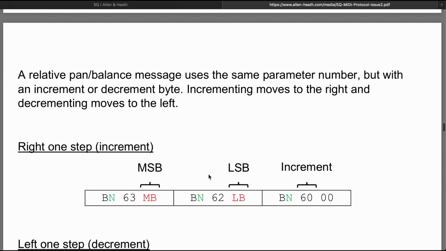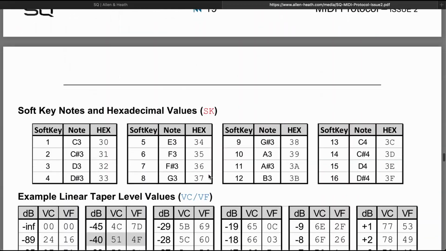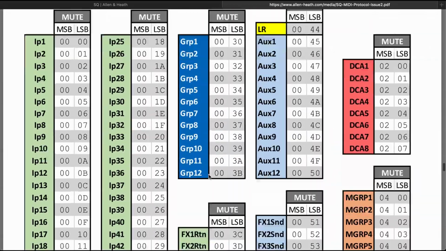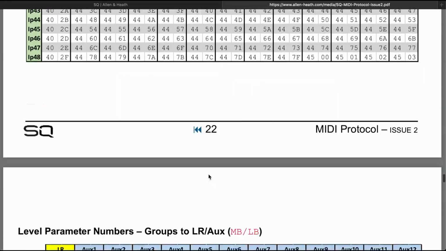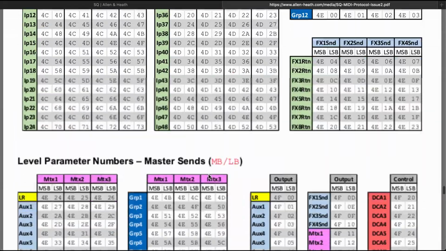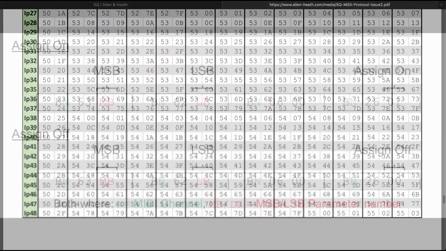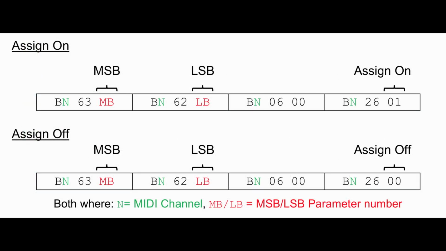Right down the bottom of the page, it has all the possible values for everything that can be controlled over MIDI with the SQ. The thing that we're interested in here is the assign on and off messages, because the way we're going to do this is just toggle the assigns using the MIDI buttons. So here are the MIDI messages.